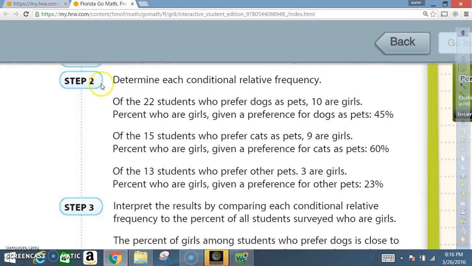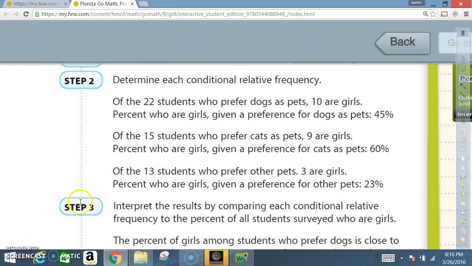All right, so to go back over step 2, once again, determine each conditional relative frequency. Here we ended up with 45%. Of the 15 students who prefer cats as pets, 9 are girls. So percent who are girls giving a preference for cats ended up being 60%. That would be 9 divided by 15. Of the 13 students who prefer other pets, 3 are girls. Percent who are girls giving a preference for other pets would be 23. That's 3 divided by 13.